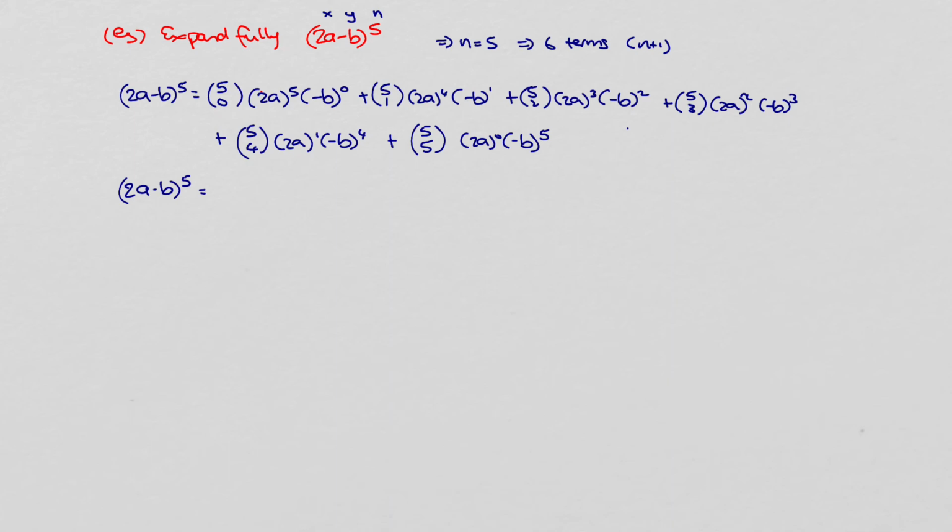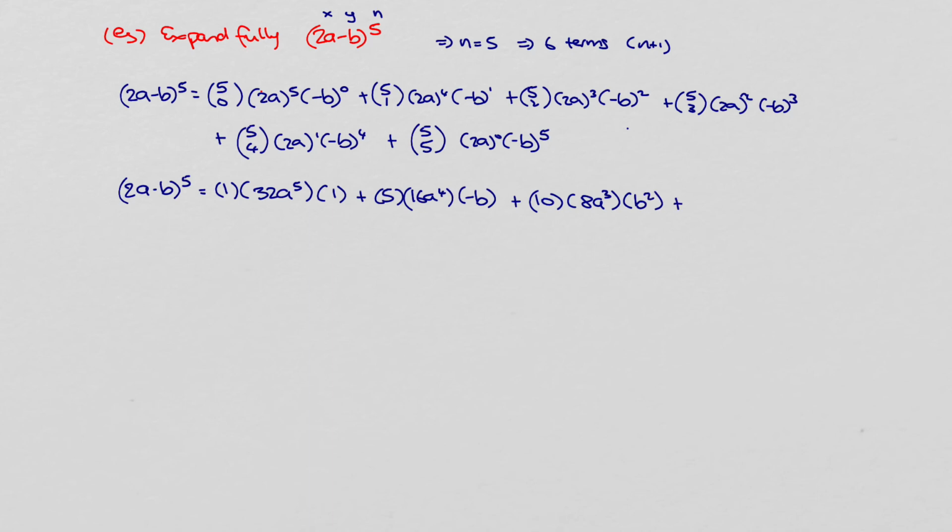So we have 1 times 2 by 2 by 2 by 2 by 2. So 2 to the power of 5 is 32. A to the power of 5, and then minus b to the power of 0 is 1. So anything to the power of 0 is always 1. 5 choose 1 is 5, and then we have 2 to the power of 4, which is 16, a to the power of 4, times minus b to the power of 1, which is minus b. We have 5 choose 2, which is 10 by 2a cubed, so that's going to be 8a cubed, and minus b squared. So that's minus b multiplied by minus b, which is, of course, just plus b squared.